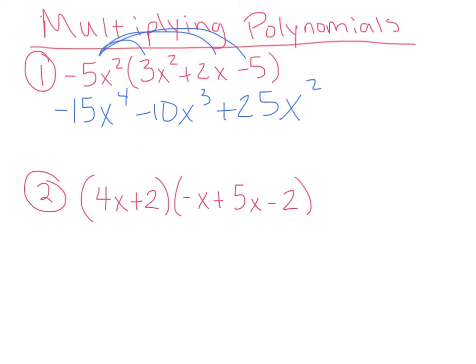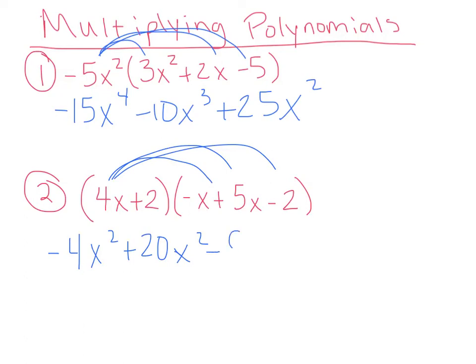On number 2, we're going to distribute the 4x and the 2 to every single thing. Start with your 4x, so 4x times negative x is negative 4x to the second. 4x times 5x is positive 20x to the second. And then 4x times negative 2 is negative 8x.